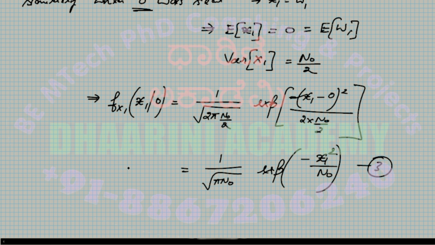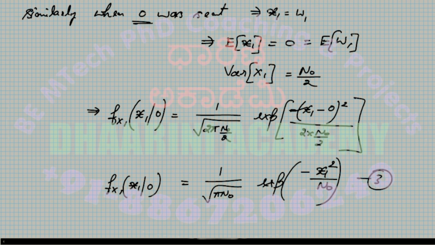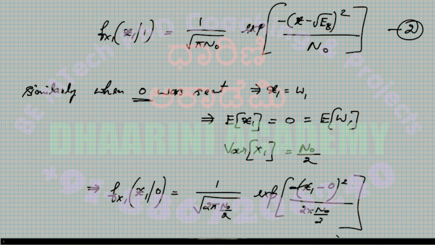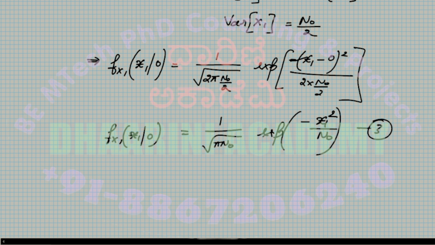That's the equation for x1 provided x1 bar 0. Now we understood that. This is the PDF. So equation 2 will be the PDF for receiving any sample small x1, maybe 1 or 0, provided 1 was sent. Similarly, equation 3 represents the PDF for receiving any sample small x1, provided you send a 0 from the transmitter side. Now you tell me, how do you represent the error?